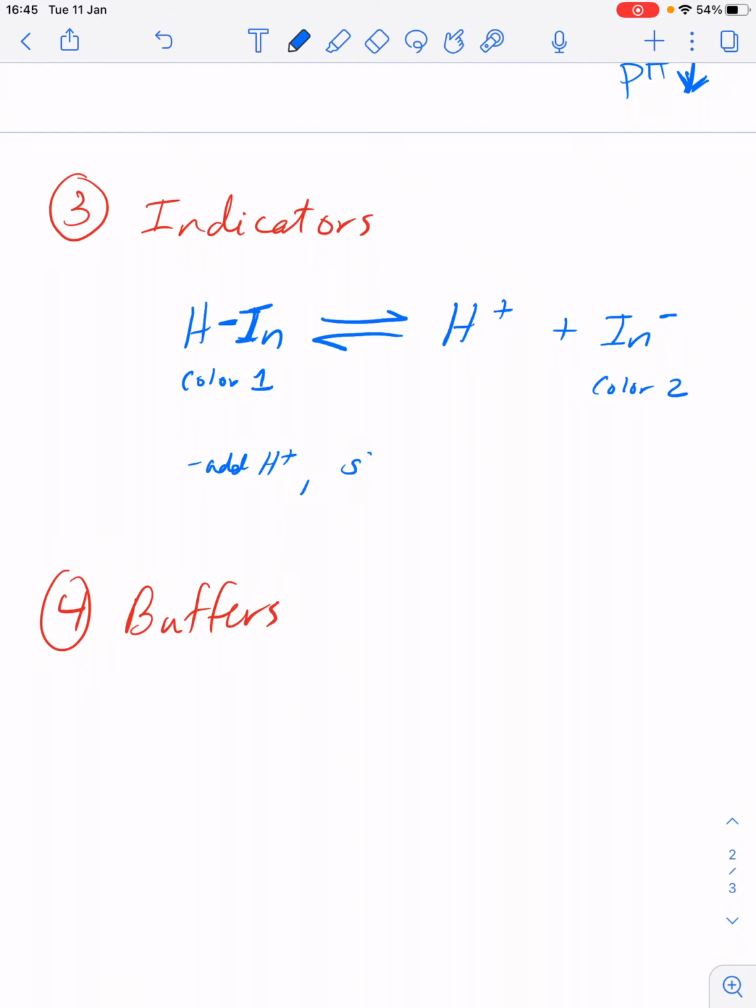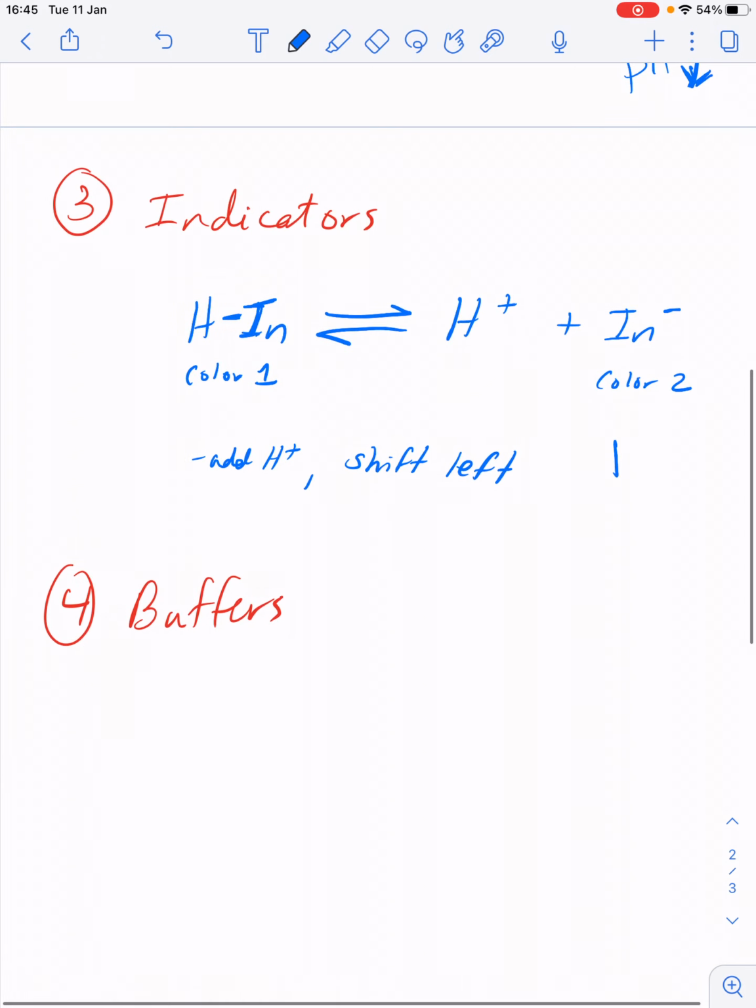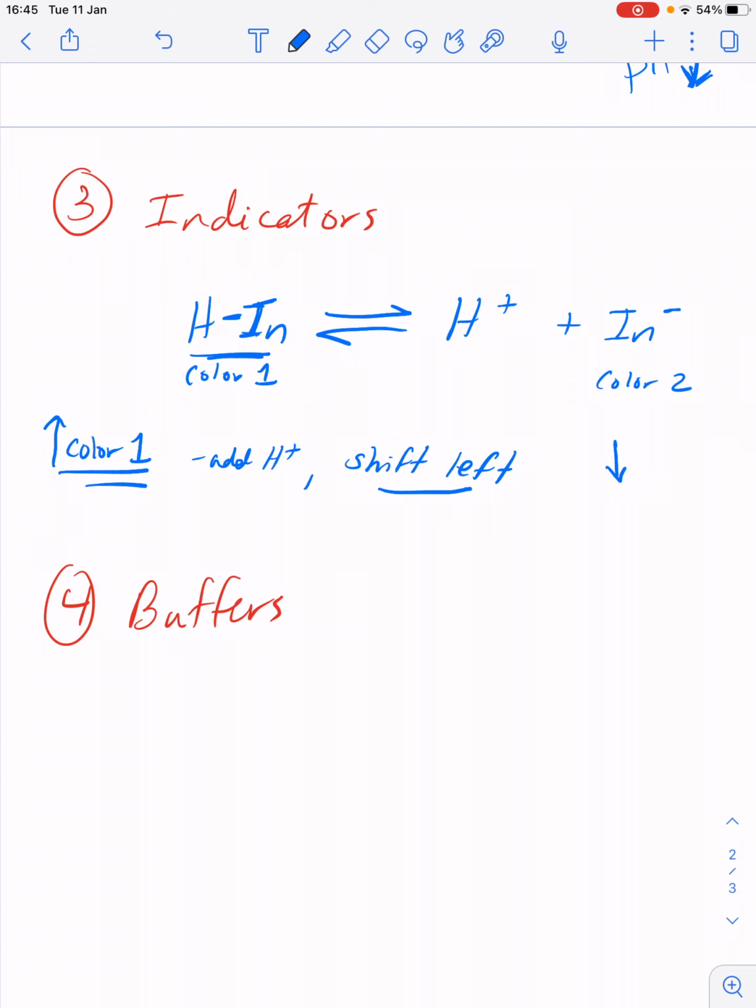you should know that's going to cause a shift left. And when you shift left, the concentration of In- will go down. This color 2 will basically disappear, and you'll be shifting left, so you'll be making a bunch of the HIn, what's on the left-hand side of this equation. So you're going to see this color when you add acid. The color of HIn is what you'll see in acidic solutions.